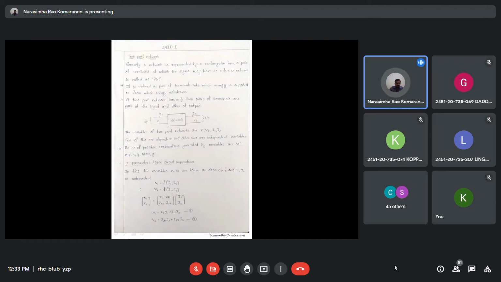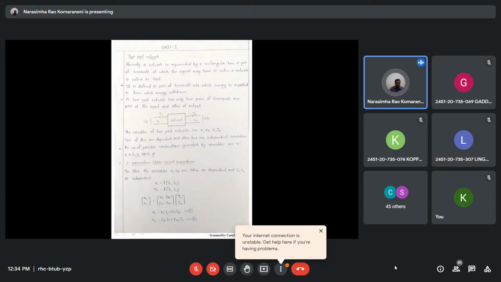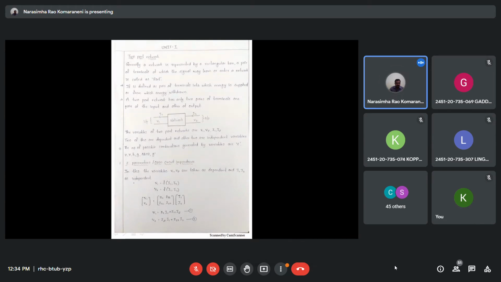If you write this in the matrix form, we'll get like this. That is, V1, V2 is equal to Z11, Z12, Z21, Z22 into the current matrix, that is I1, I2. Right?